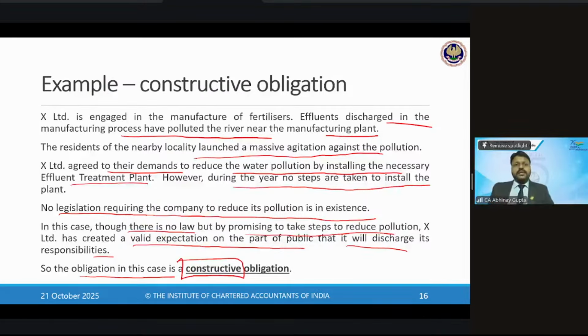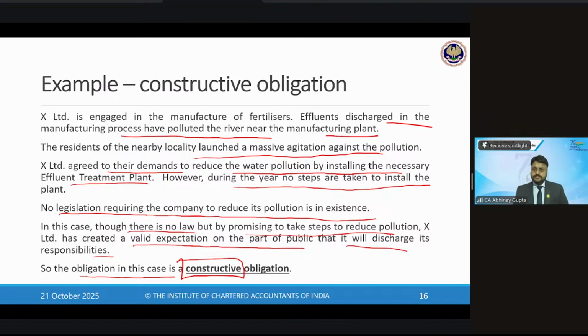But because the company has understood the sentiments of the people and has assured them that they will do something to reduce the pollution, they have created a constructive obligation in this case. Correct? So the obligating event is the constructive obligation. Now, what is the past event in this case, if there is any?